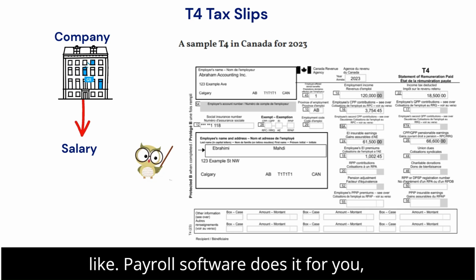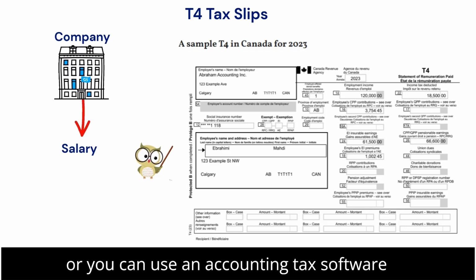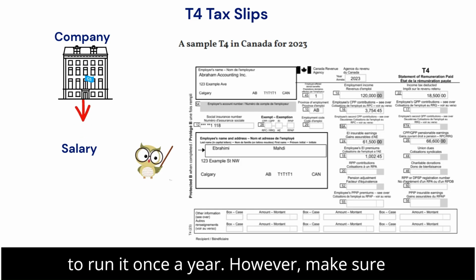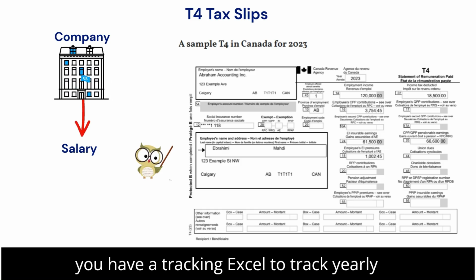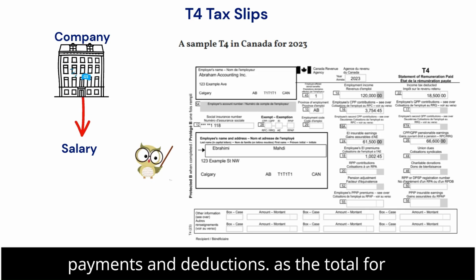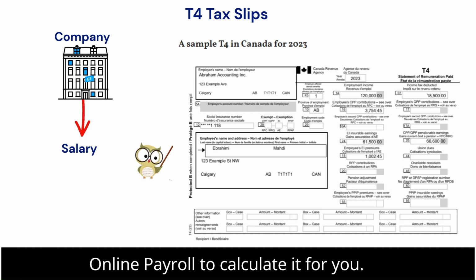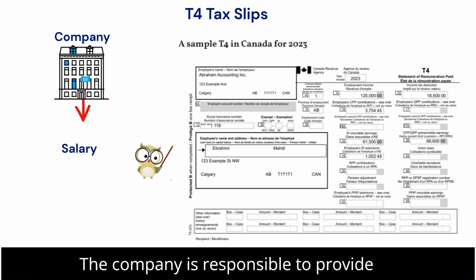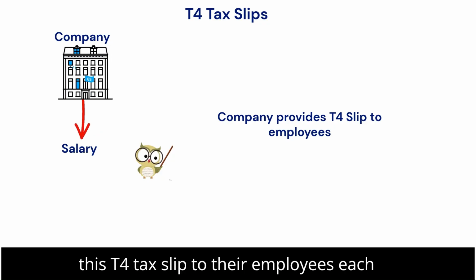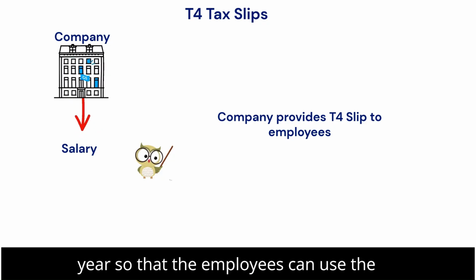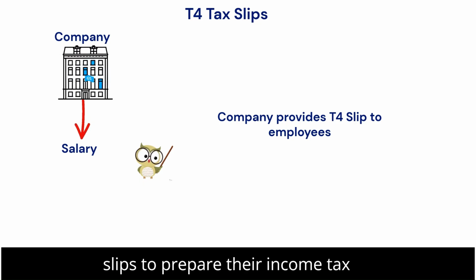Payroll software does it for you, or you can use an accounting tax software to run it once a year. However, make sure you have a tracking Excel to track yearly payments and deductions, as the total for the year will need to be inputted in CRA Online Payroll to calculate it for you. The company is responsible to provide this T4 tax slip to their employees each year, so that the employees can use the slips to prepare their income tax returns.